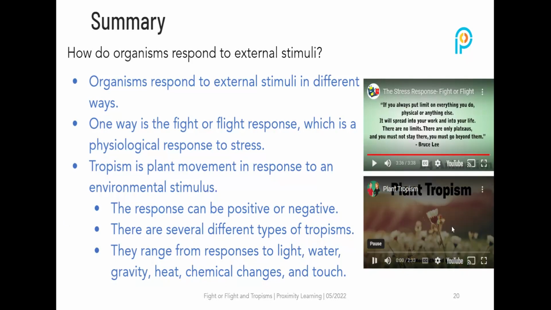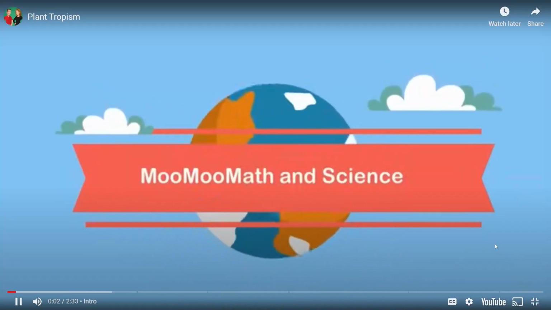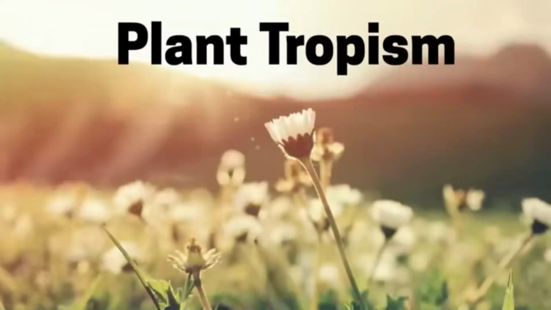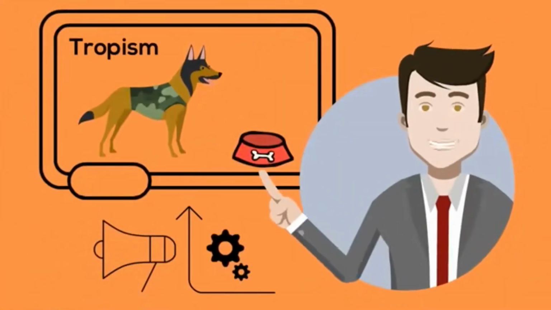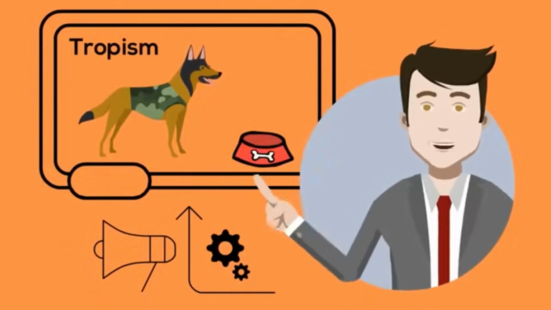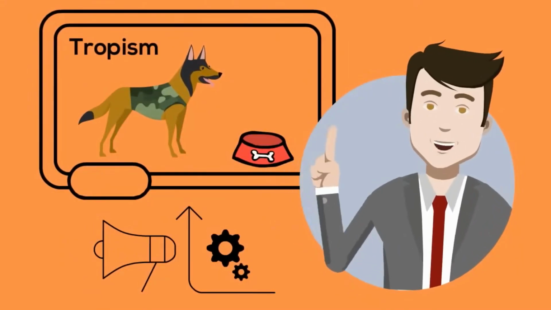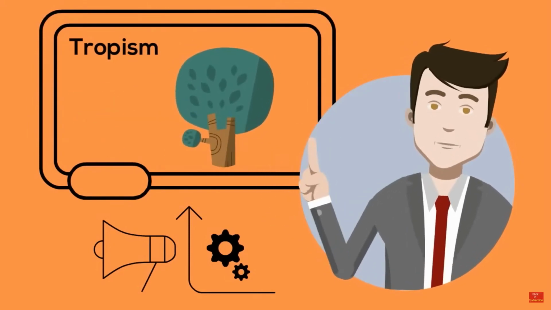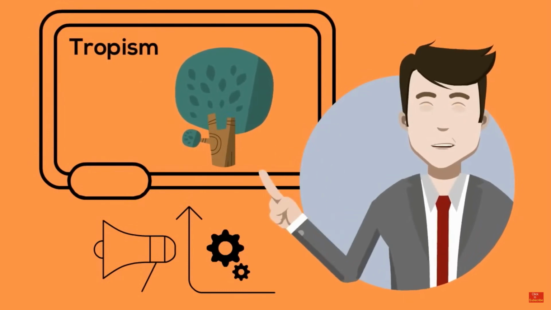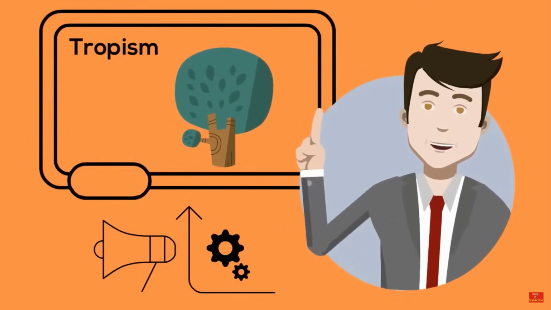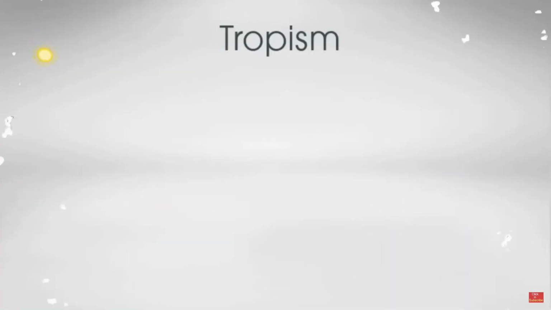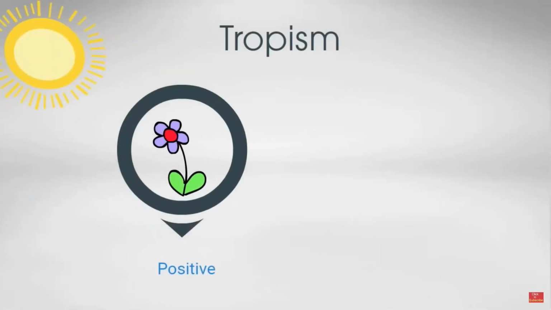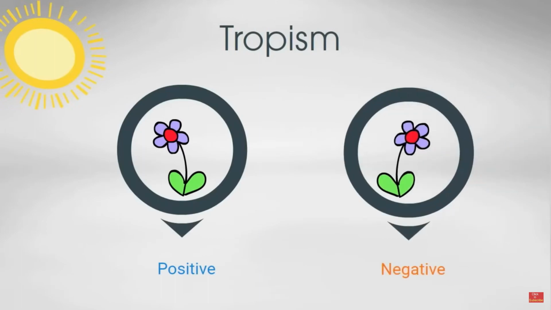Hey, our last one. Welcome to Moo Moo Math and Science. In this video, I'd like to talk about plant tropism. Animals many times respond to stimulus by moving. For example, when you come home in the afternoon, your dog will wag its tail. Plants also respond to stimulus, but many times by growing. A plant's growth response towards or away from a stimulus is called a tropism. If a plant grows towards the stimulus, it is said to show a positive tropism. If it grows away from a stimulus, it shows a negative tropism.